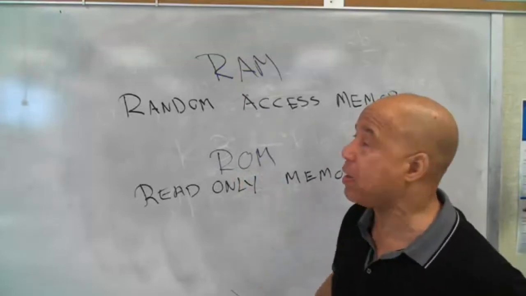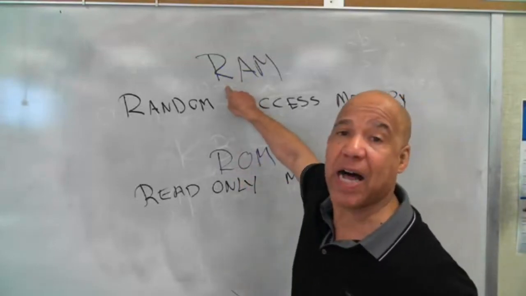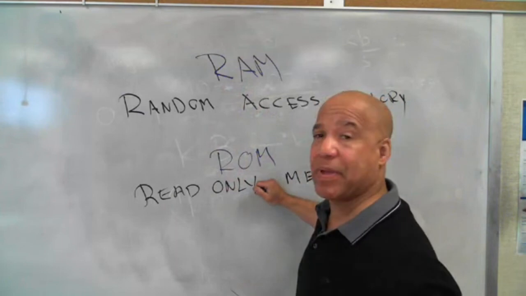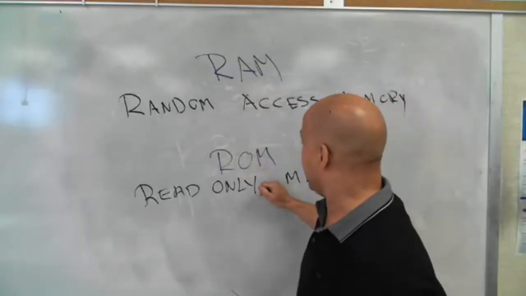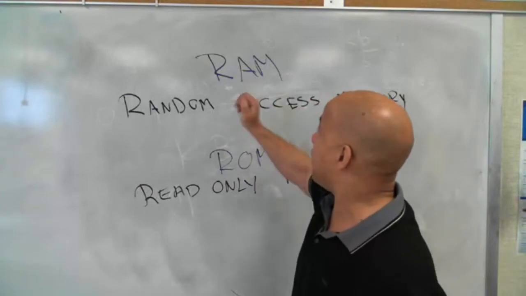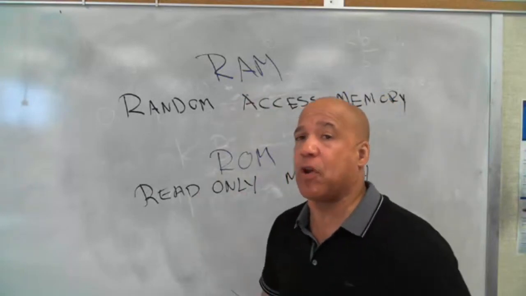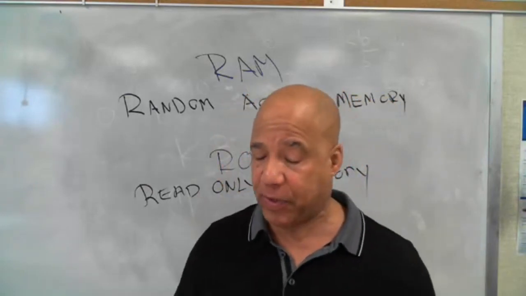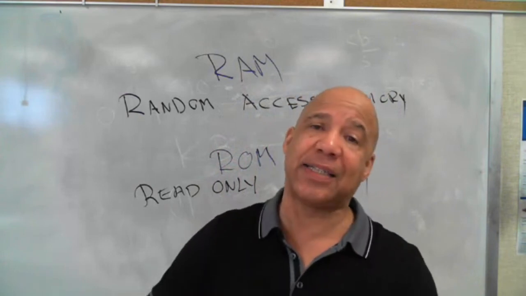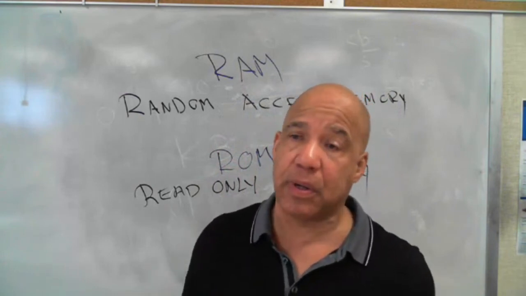And what you want to remember is that RAM is volatile, ROM is non-volatile. RAM is volatile, ROM is non-volatile. Volatile memory means that if you remove power from it, if you take away the power, then the contents of the memory disappear.